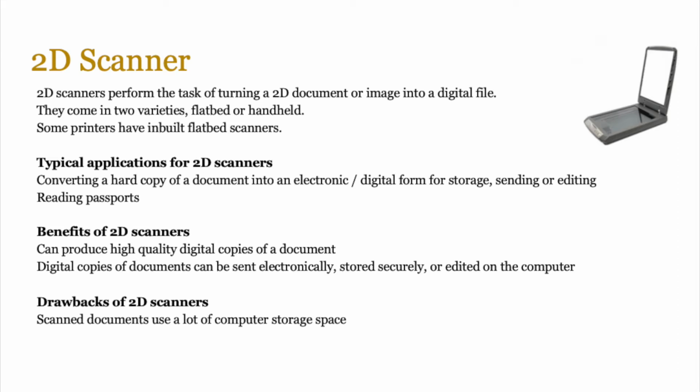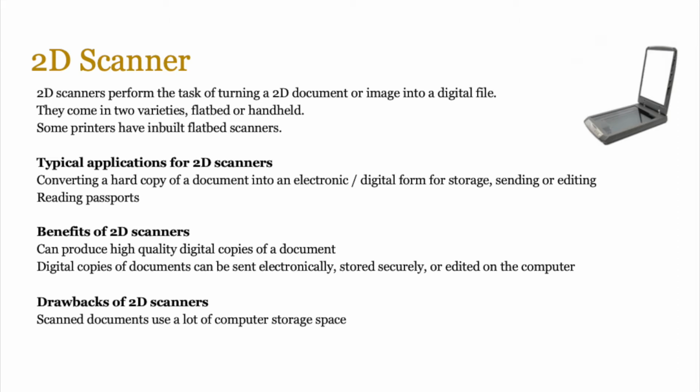2D scanners perform the task of turning a 2D document, which is basically on paper or perhaps an image like a photograph, into a digital file. They come in two varieties, flatbed or handheld. Some printers also have inbuilt flatbed scanners. Flatbed scanners basically means you have to put the paper flat on a glass surface and they will scan that paper. A handheld scanner means you will need to physically scan and move your hand with the scanner over a piece of paper.